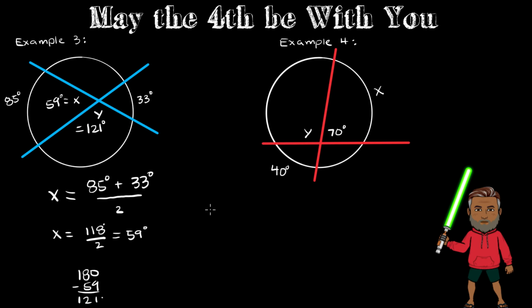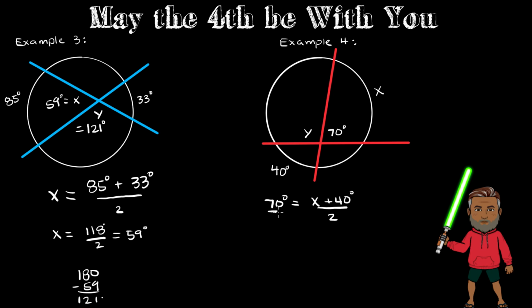Now number 4 is a little goofy. In number 4, you have x and y. You'll notice that x is an arc this time. So what we're going to say is that the x arc and the 40 arc correspond to the 70 and its vertical angle. So we're going to say that the angle of 70 degrees is equal to x plus the 40 divided by 2. And then we'll just solve this.